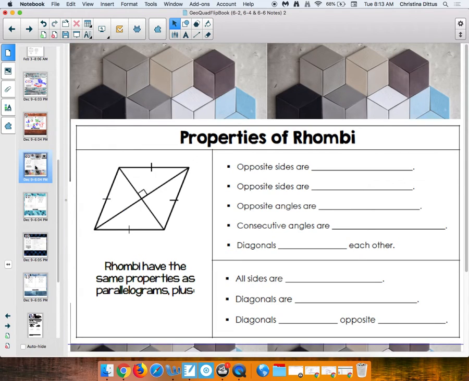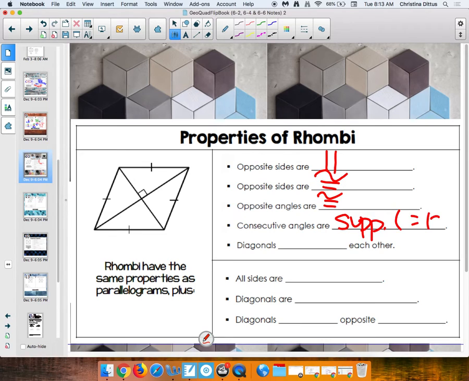Top stuff is all the same as our parallelograms, all the same as our rectangles. But I know what opposite sides? They're parallel. What else are they? Congruent. What about my opposite angles? Congruent. Consecutive angles, ones that are next to each other? Supplementary, 180. And diagonals do what to each other? Bisect. Good.